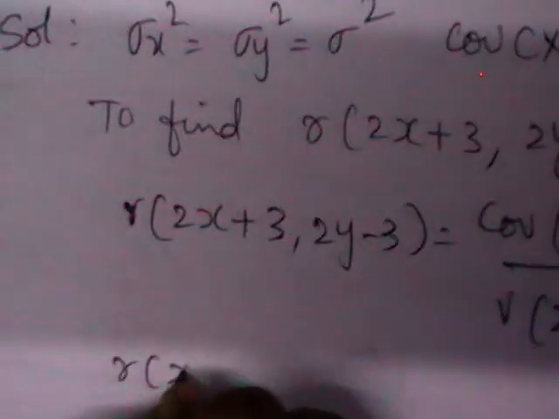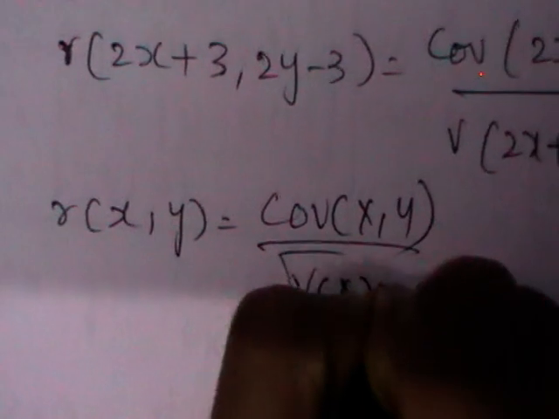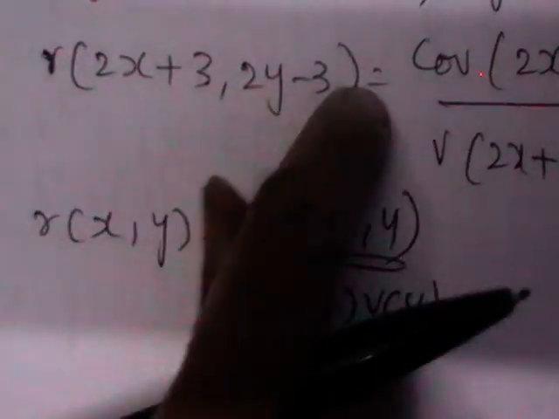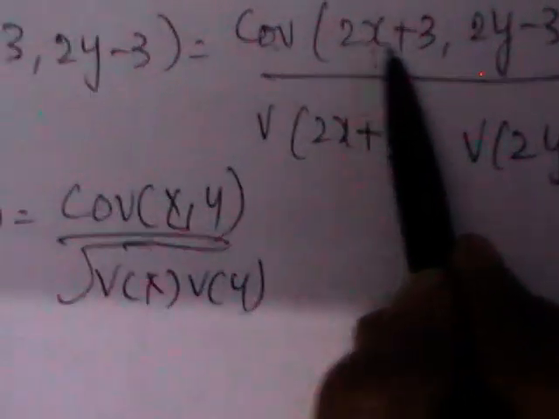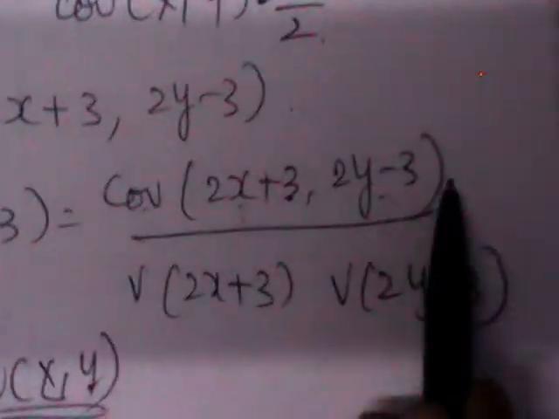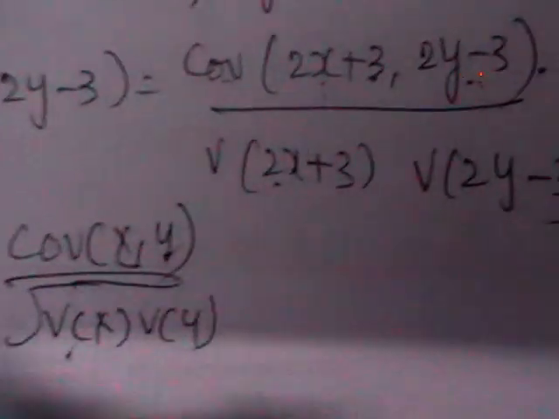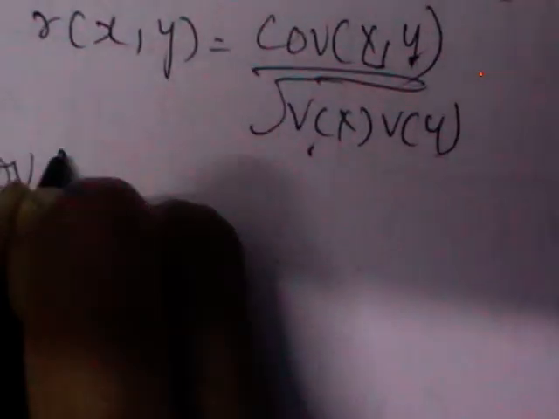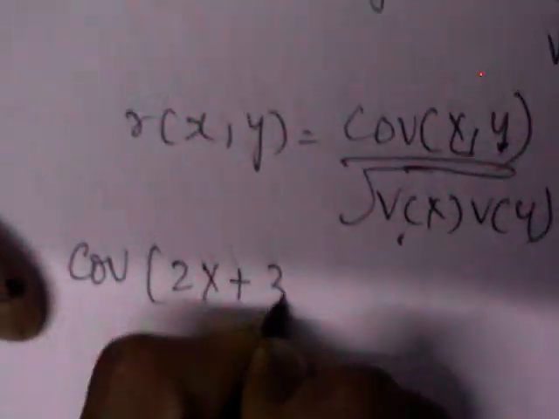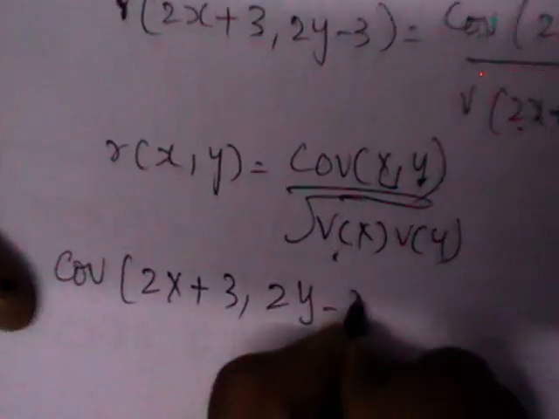Did you able to understand this? Because r of xy, how do you define r of xy? As covariance of x comma y by root over variance of x into variance of y. In place of xy you have the transformations 2x plus 3 and 2y minus 3. So I wrote the same. In place of x, 2x plus 3, in place of y, 2y minus 3. So let us calculate these separately. What is covariance of 2x plus 3 comma 2y minus 3?